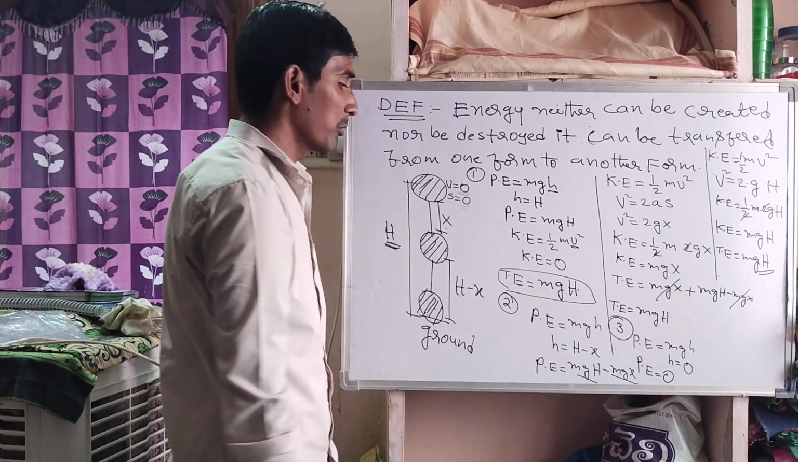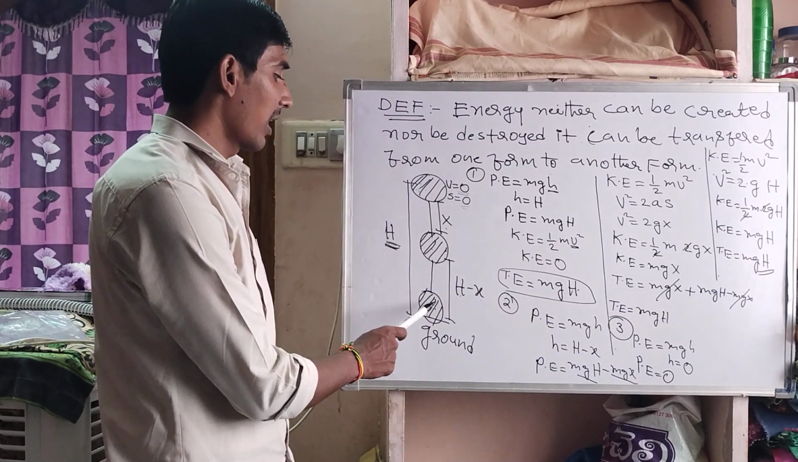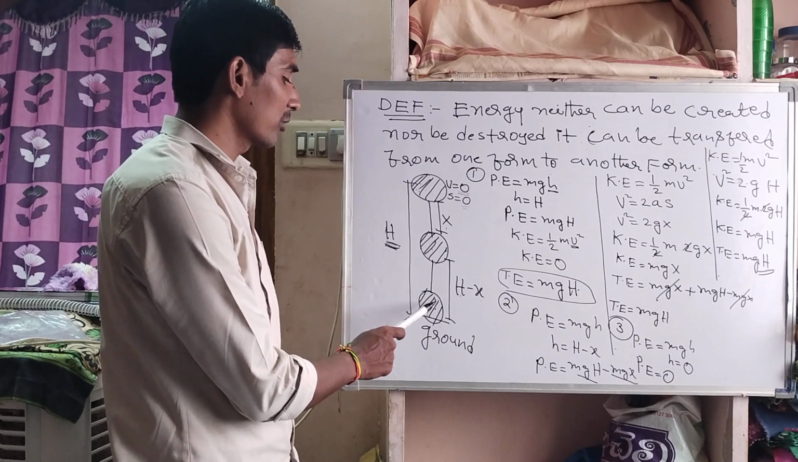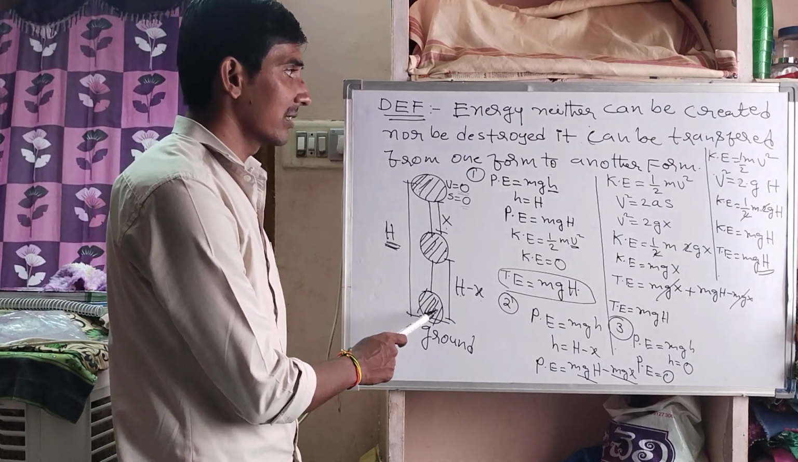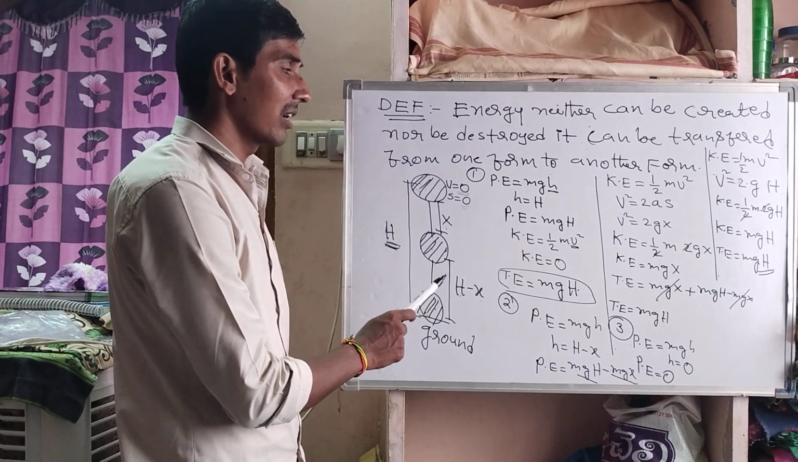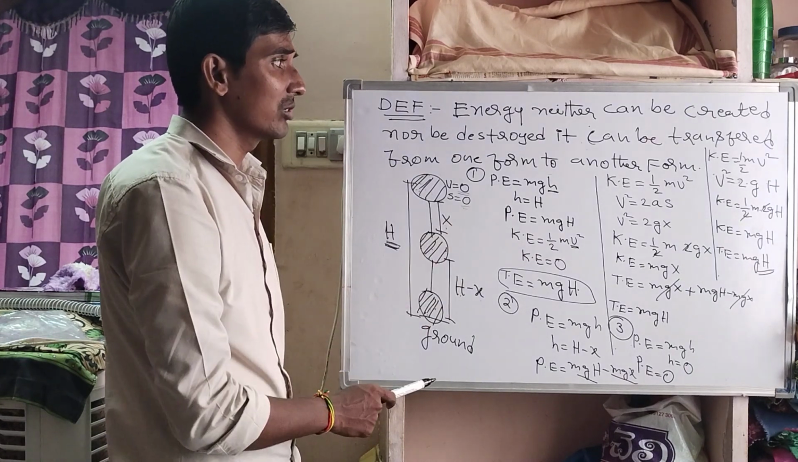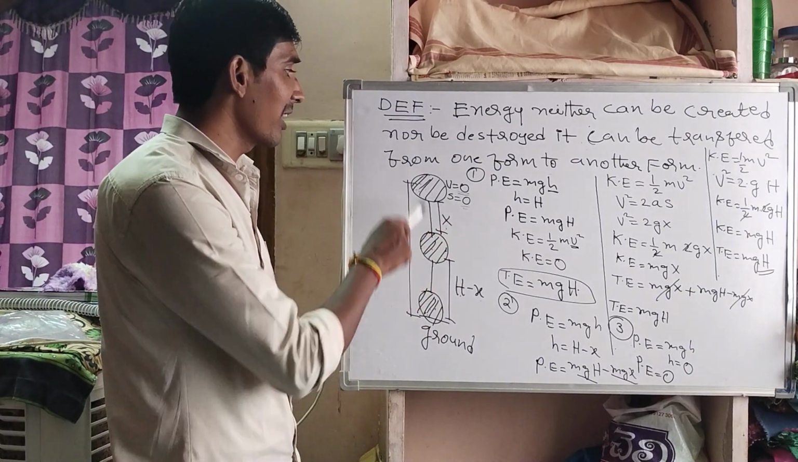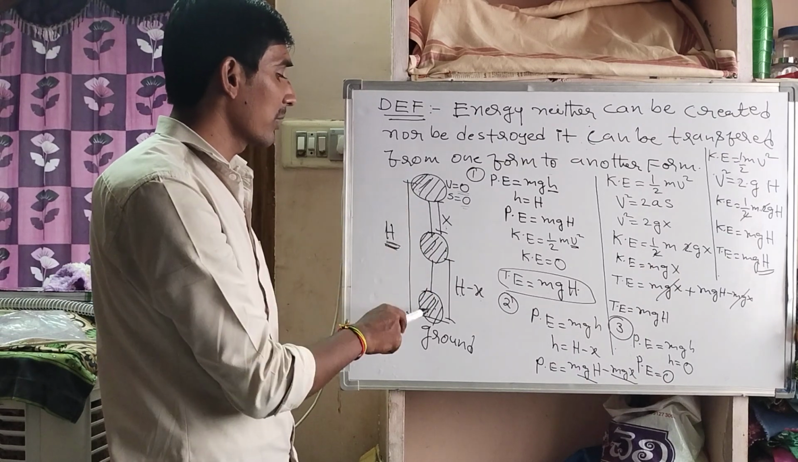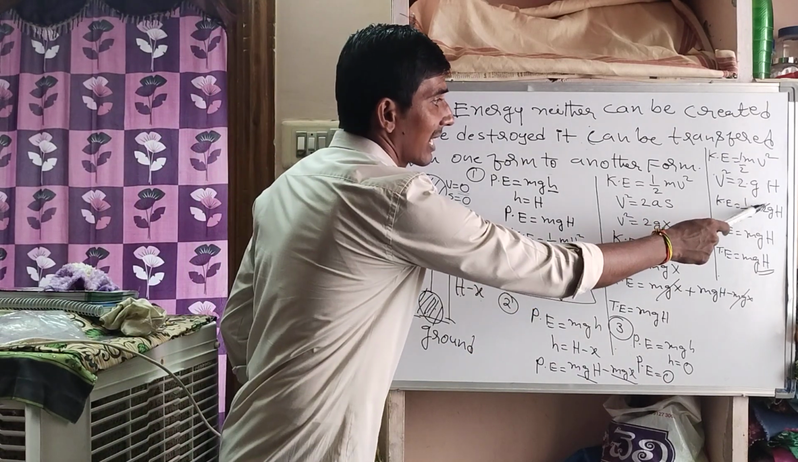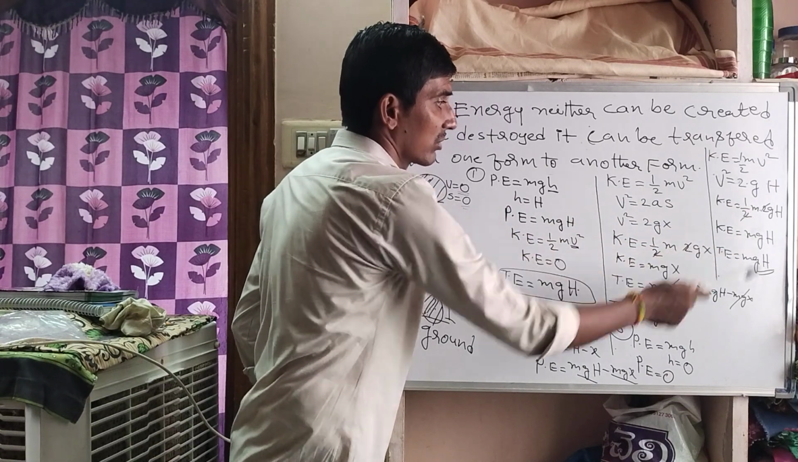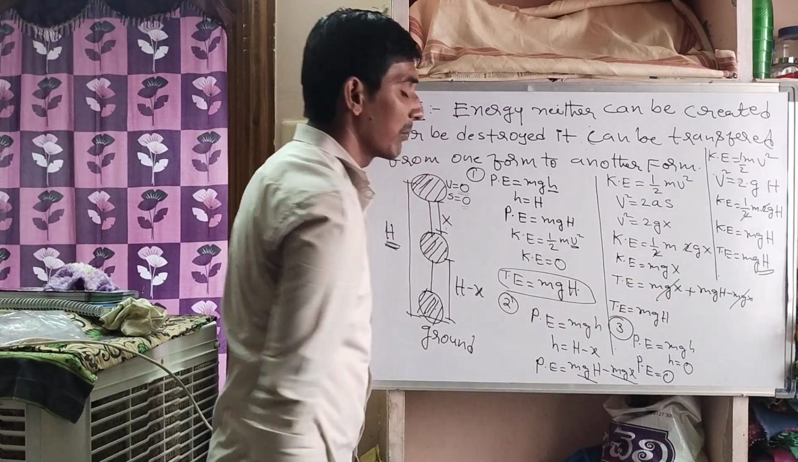In the third position of the object, the height is 0, so the potential energy is also 0. The kinetic energy is 1 by 2 mv square. Already we know that v square is equal to 2gh, where h is the displacement between the initial and final positions. So 2 is cancelled, remaining mgh. The total energy is equal to mgh.